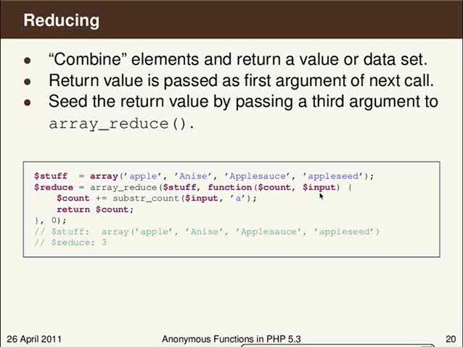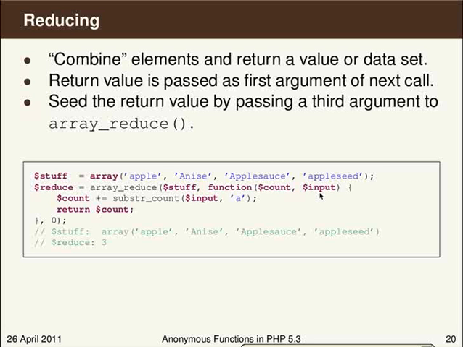So my count is going to be incremented every time I find a lowercase a within the input that comes in, and then I return that count at the end. So I start with 0. And as it goes through that array of stuff, it increments that. And you'll see with Apple, we'll get 1 value because we have an A in there. Annie's doesn't have any, so we get 0. Applesauce has another A, and Appleseed has 1. So the reduce is going to be 3 in this particular case.